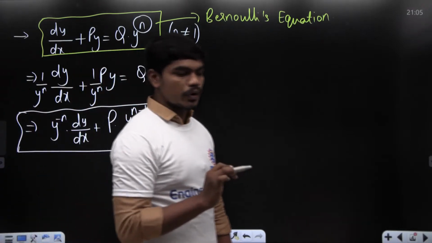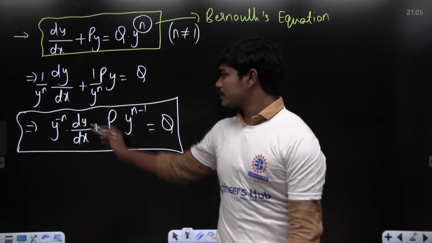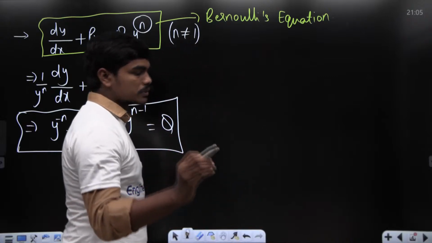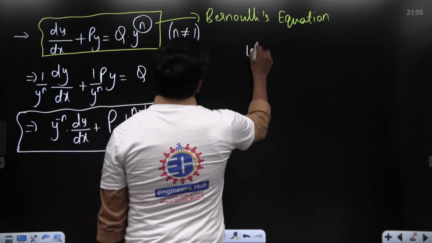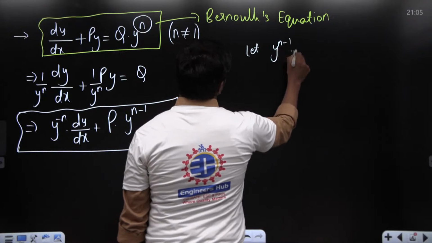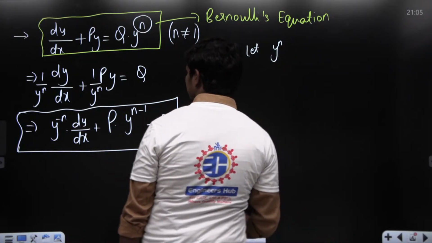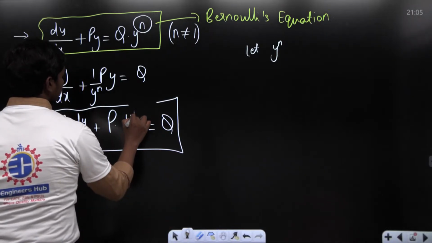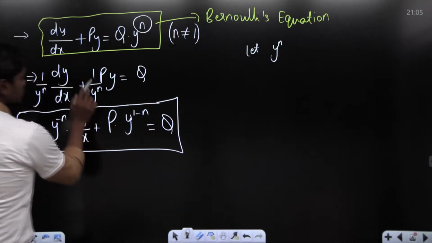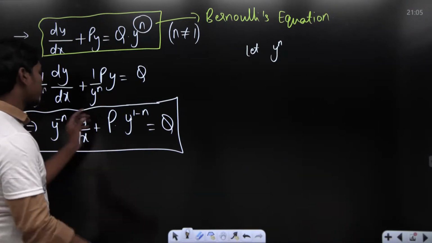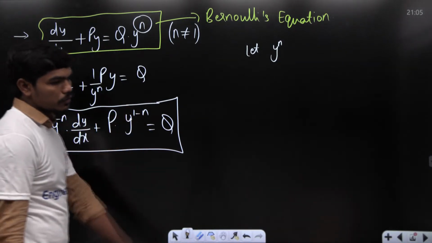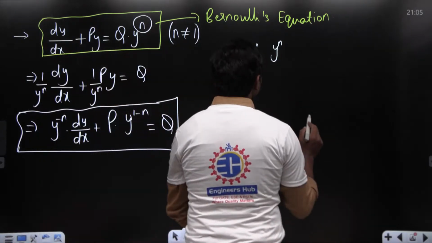Yes or no? Please respond. Can you all understand that this is how the equation gets converted if you divide with y power n? Now, if I make a little substitution, let y power n minus 1 be z. Or sorry, this is 1 minus n, because y power n is in the denominator. So dy by dx into y power minus n plus p into y power 1 minus n is equal to q. Correct?